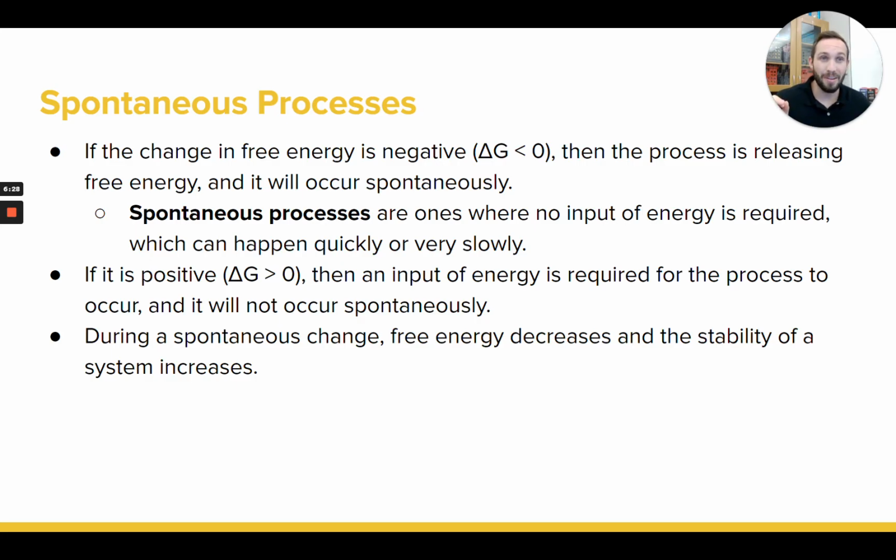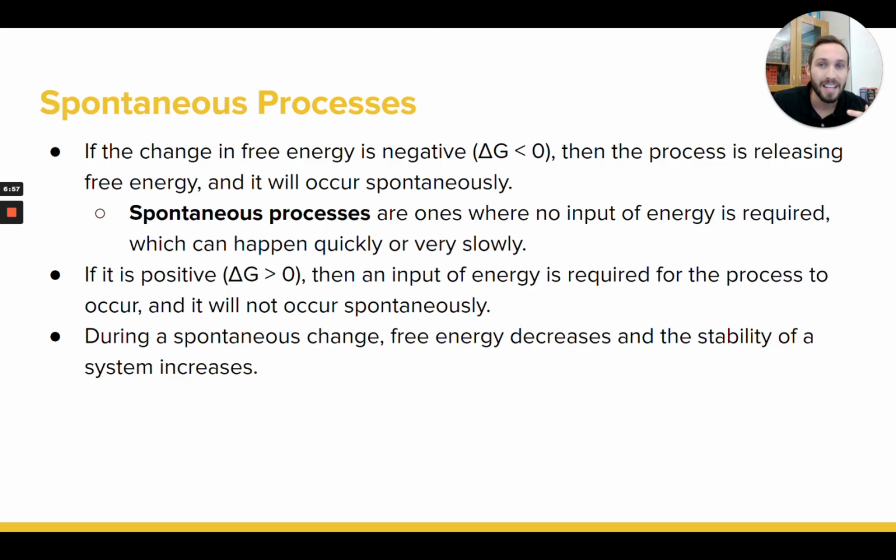Whenever you have a situation where you are losing free energy, you're going from something with high free energy and you're ending with less free energy than you started with, that's going to be a negative change in free energy. That's going to be a negative delta G. You do the final minus initial, you're going to get a negative number, like you lost free energy from beginning to end. Anything that's like that, that's losing free energy, negative delta G, that's going to be a spontaneous process.